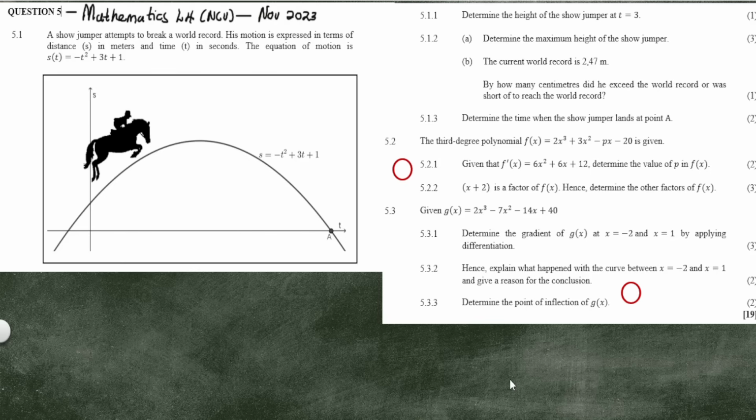Okay, for this recording, let's focus on question 5. It's based on an application of differentiation. There's also going to be a discussion on cubic functions. I'm quite surprised, there's also a discussion on the factor theorem, right? I think on one of the questions, if not question 1, it should be question 2.